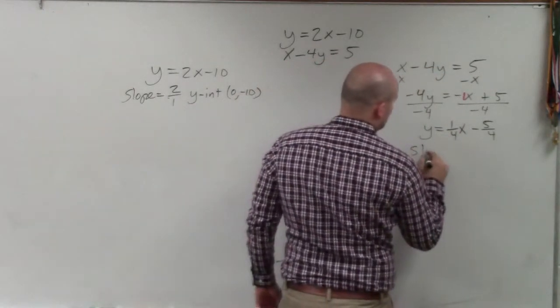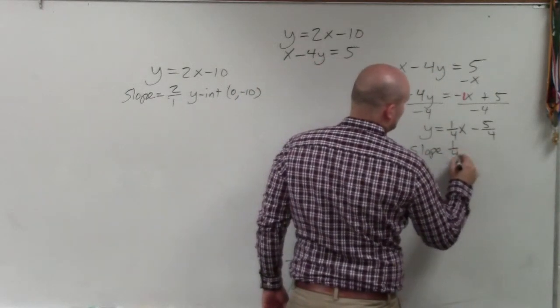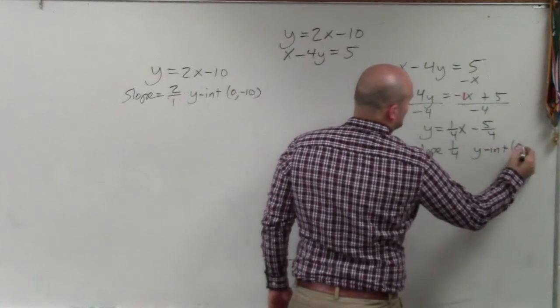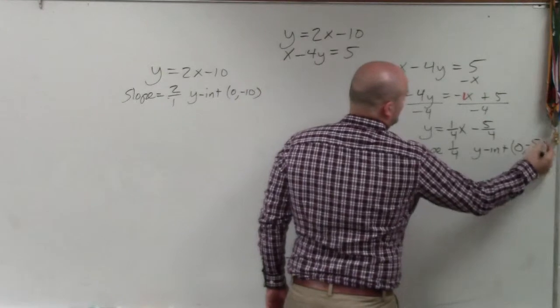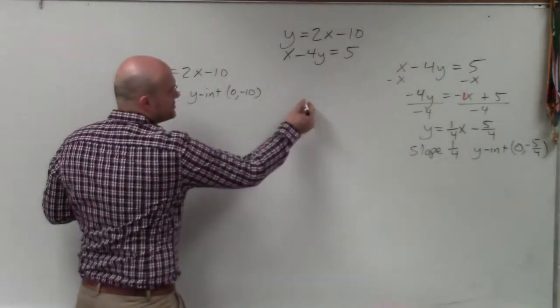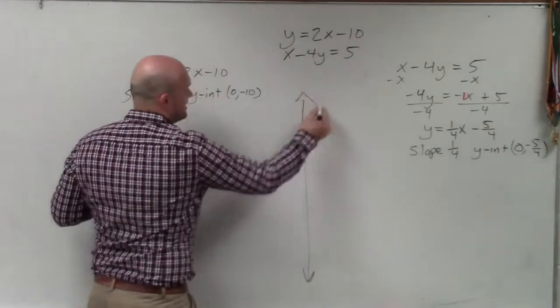So when doing it that way, you can say that the slope is 1/4, and the y-intercept is 0, negative 5 over 4. Interesting. So now our y-intercept's not an integer. So what do we do when we have a y-intercept that is not an integer?